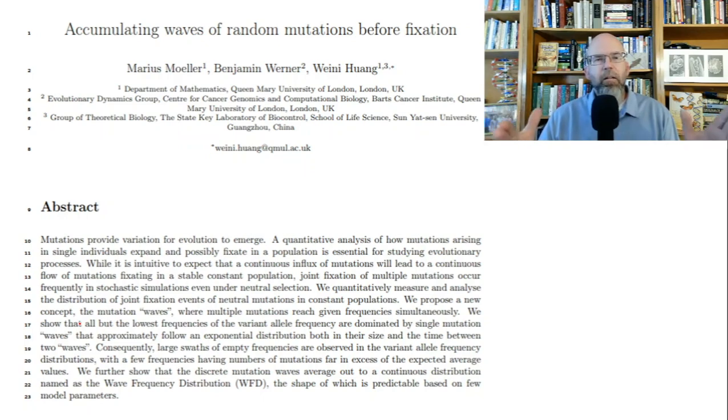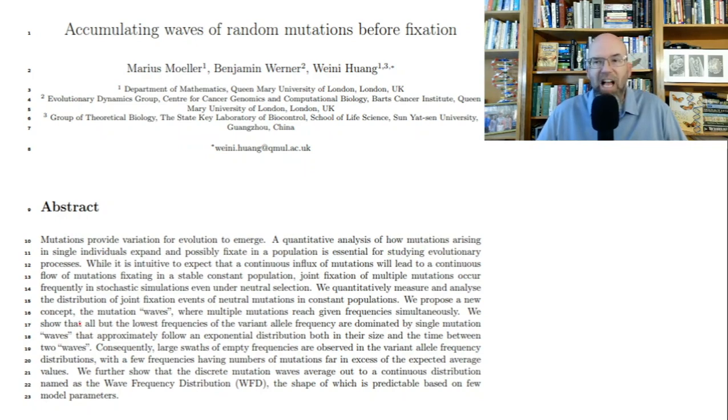But it's talking about mutations providing variation for evolution to emerge. Look at the abstract. A quantitative analysis of how mutations arising in single individuals expand and possibly fixate in a population is essential for studying evolutionary processes, right? This is really important. Evolutionary biologists recognize that. What do we expect to happen to mutations? How do they get fixed in populations over time? All right, so this whole paper is going to be a description of one form of analysis, a model, including the software that you would use to calculate all this stuff. And tons of different analyses doing that.